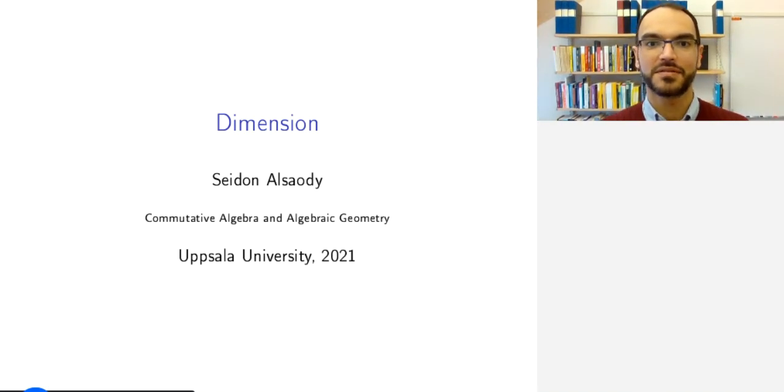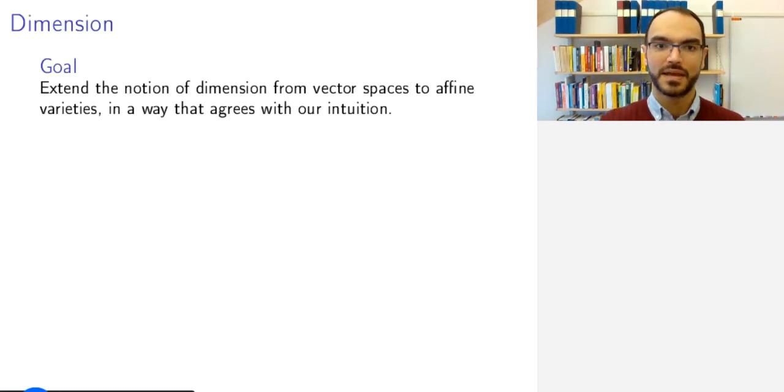Today we will look into the concept of dimension and finally define what it means for an affine variety to be of a certain dimension n. So our goal is to extend the notion of dimension as we know it from that of vector spaces into the world of affine varieties in a way that agrees with our intuition. So that, for example, what we think of as curves or surfaces has dimension 1, 2.